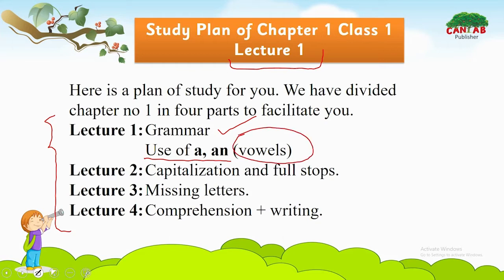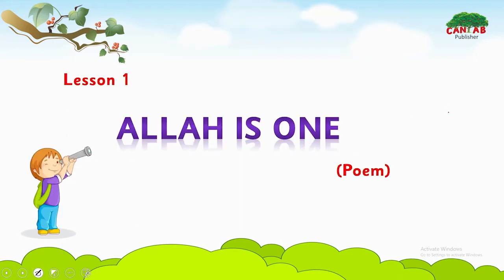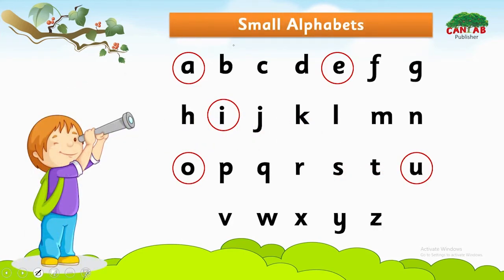So before going to the usage of a and an, we will be studying what basically vowels are. Coming to the next slide, we are doing lesson 1, that is "Allah is One". But before going to start the poem, we are going to study the grammar portion.